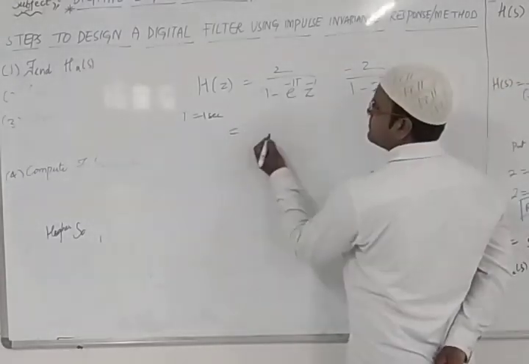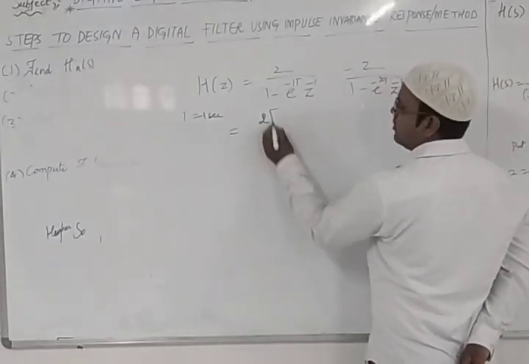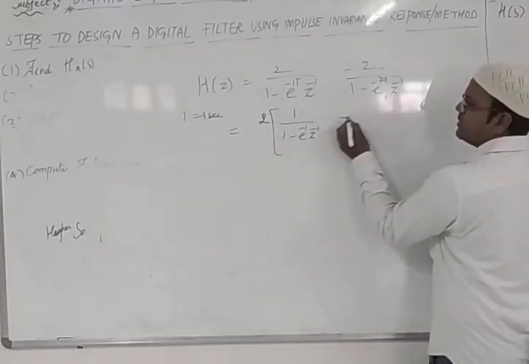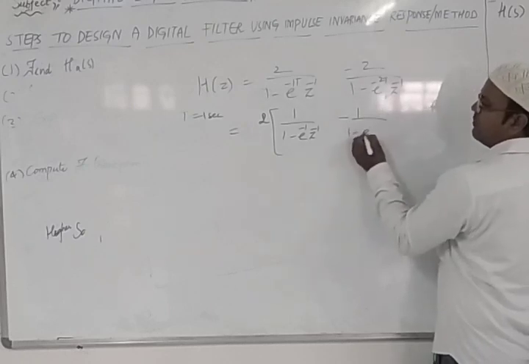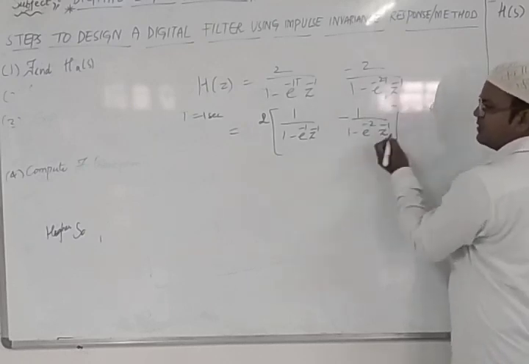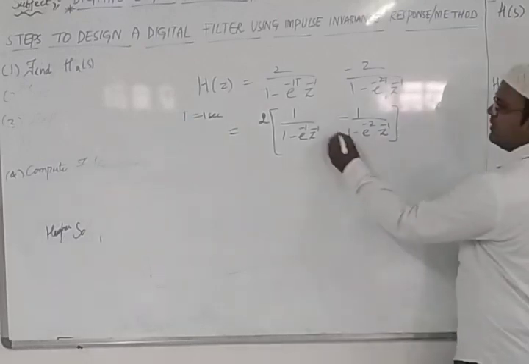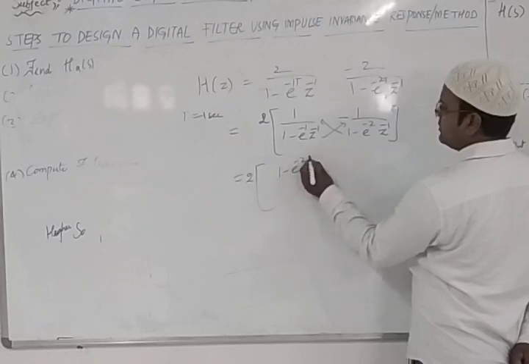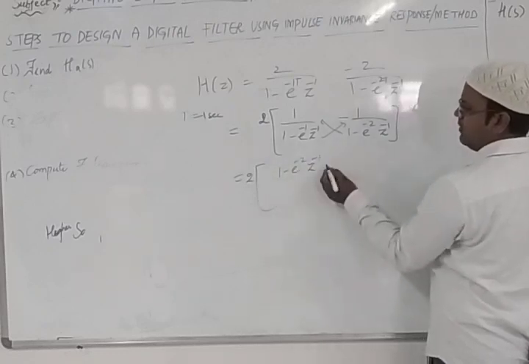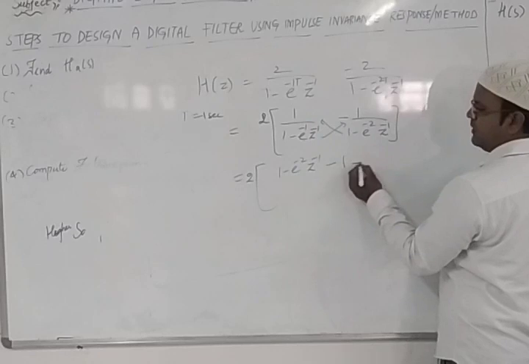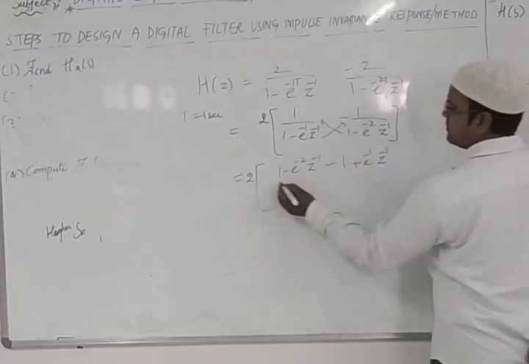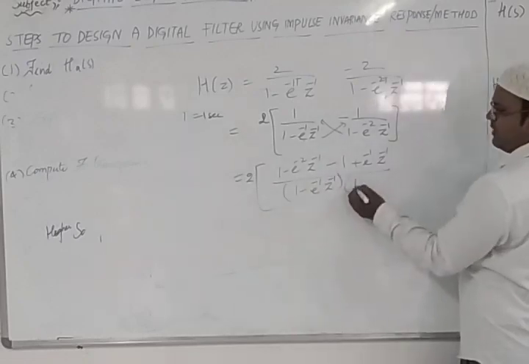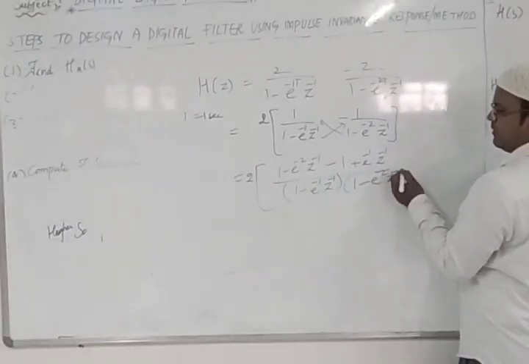So I can write 2 outside as common, 1 by 1 minus e power minus 1 z power minus 1. Here also I can write 1, having taken 2 outside, 1 minus e power minus 2 z power minus 1. This way I can write. I'll cross multiply like this. So 2 is outside anyhow. So 1 minus e power minus 2 z power minus 1, again minus 1 plus e power minus 1 z power minus 1, divided by 1 minus e power minus 1 z power minus 1 into the second factor 1 minus e power minus 2 z power minus 1.